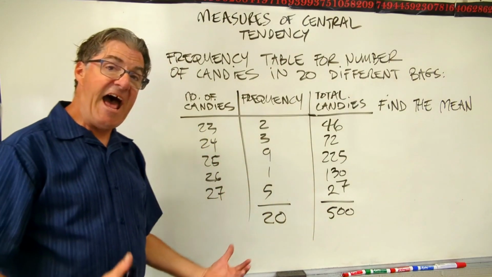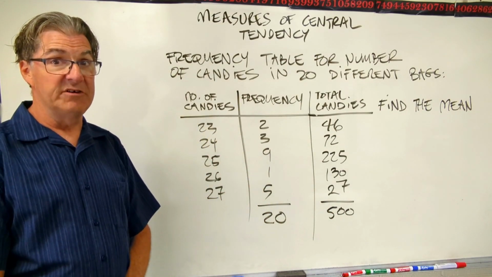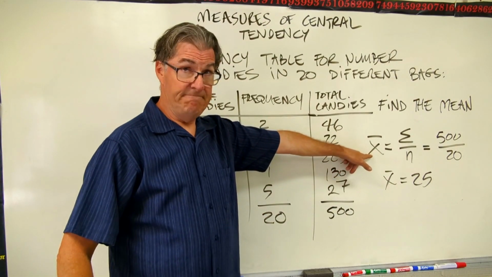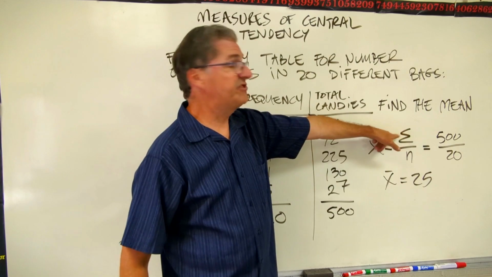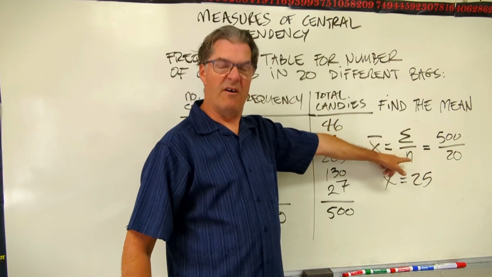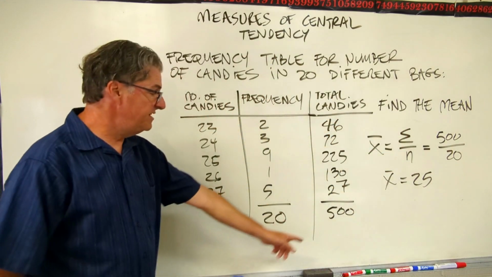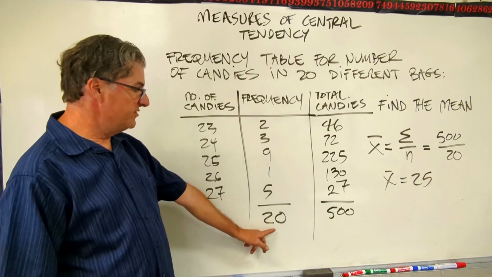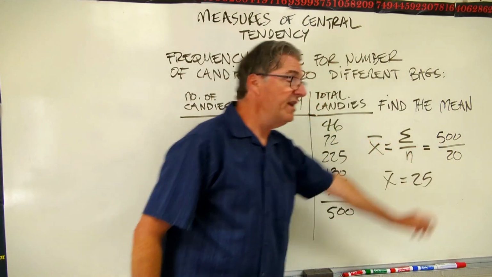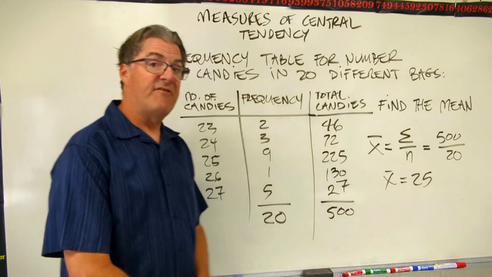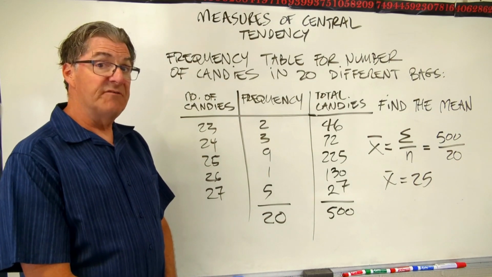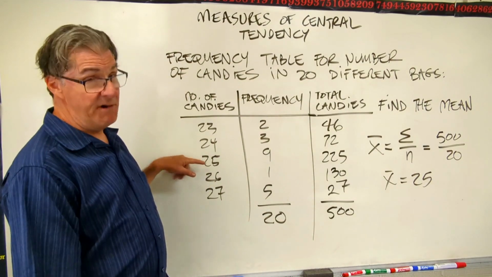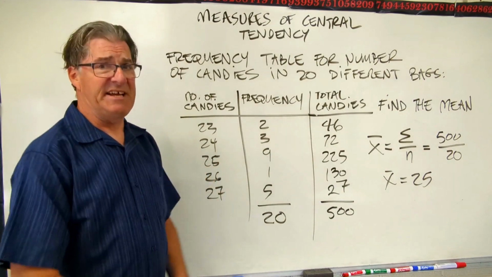So what's the average for that? Pause the video, do that calc. So remember our formula. The mean, x bar, is the sum over the number of values. So our sum in this case is 500. We have 500 candies total, and our number of values is 20. So we have 500 over 20, and that's going to give us 25. So that's the average number of candies in a bag. And it kind of lines up with our mode. So they're kind of in the same place.